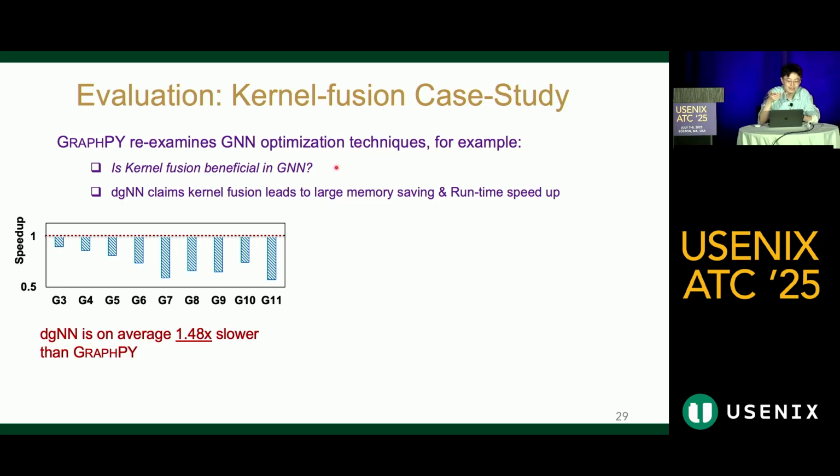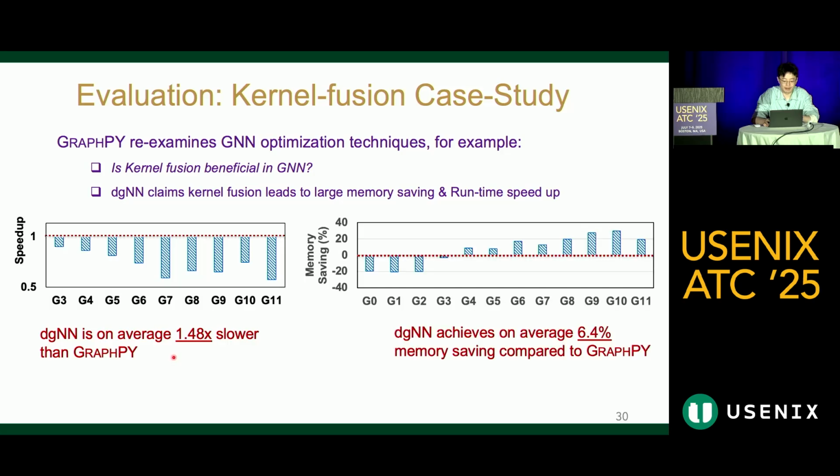The last part is a case study. We show that our solution GraphPy can help us re-examine some GNN optimization techniques. First, is kernel fusion beneficial in GNN? One prior work, DGNN, used kernel fusion a lot, and they say that kernel fusion can lead to large memory saving and runtime speedups. So we compare DGNN with our solution GraphPy. However, we find that DGNN is actually 1.48 times slower than GraphPy.